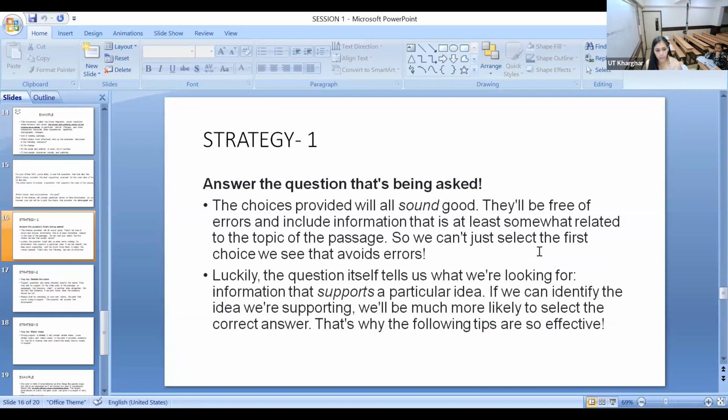So this is your first strategy. Information that supports a particular idea. Okay, so this thing, information. So you can just write down, Adi, strategy 1 in your notebook. Yes, ma'am. You can read what I'm writing.